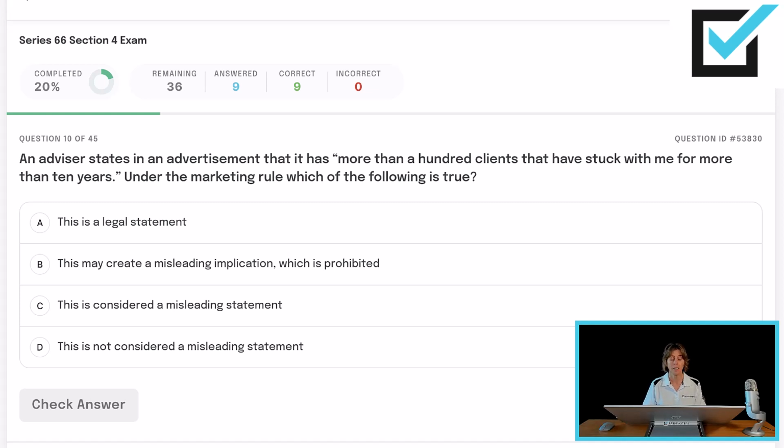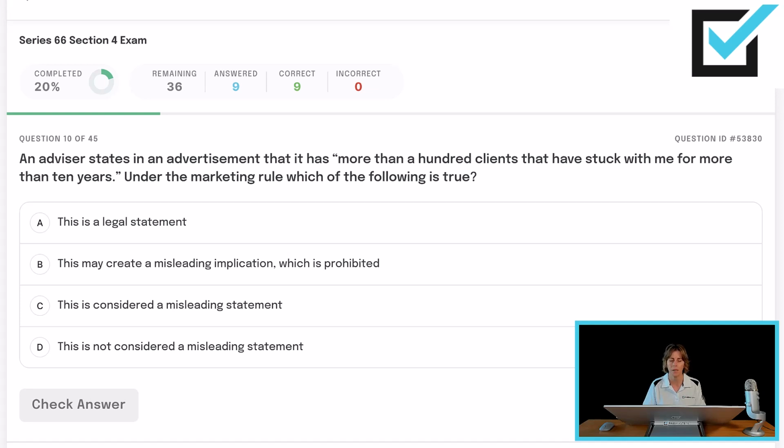An advisor states in an advertisement that it has more than 100 clients that have stuck with me for more than 10 years. Under the marketing rule, which of the following is true? This is a legal statement. This may create a misleading implication, which is prohibited. This is considered a misleading statement, or this is not considered a misleading statement.